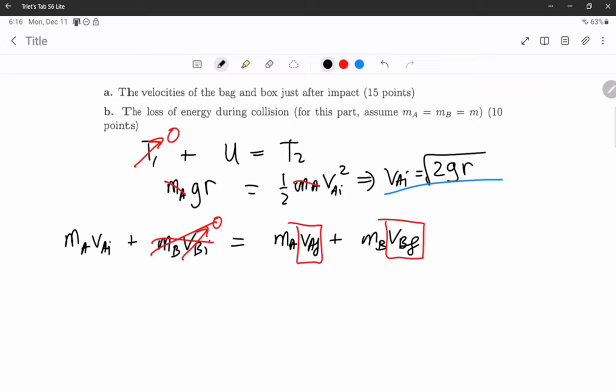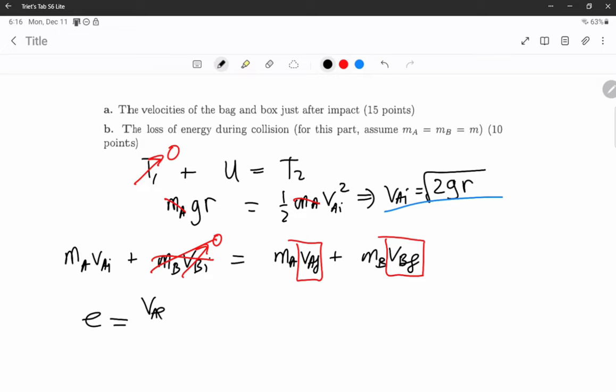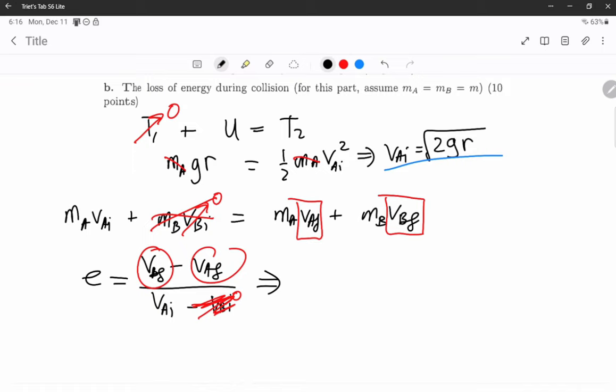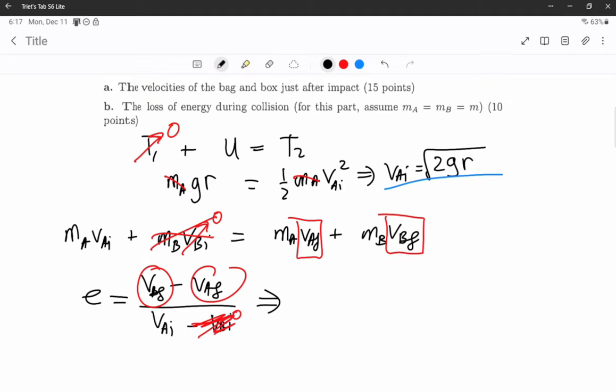That's the problem, so we use another equation, e. The coefficient of restitution e is gonna be VBF minus VAF divided by VAI minus VBI. VBI is zero, so cancel the term out. Now we have two equations, two unknowns. Let's go ahead and solve them for the solution to part A. If you want to solve them, which I don't think you need to in the exam, you can just say two equations, two unknowns. But if you really want to solve them, we're solving for the velocity of both of them.